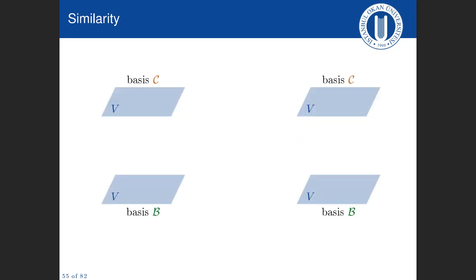Now, I want to think of it like this. Let's suppose we have 4 copies of our vector space V. On the top 2 vector spaces, we're using the basis C, and on the bottom 2, we're going to use the basis B. Looking at the bottom 2 vector spaces, first, we have our linear operator T, which maps a vector V to a vector T of V. And this linear operator has matrix [T]_B, because we're using basis B on both the domain and the target.